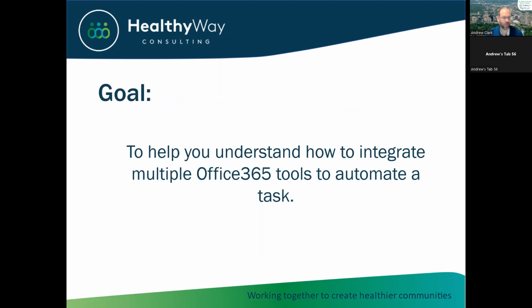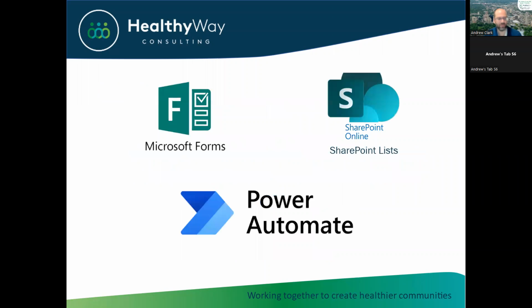The goal of this project is to help you understand how to integrate multiple Office 365 tools to automate a task. And I'll be showing you one example of how I use it to help interact with my clients to ensure that as issues come up, I'm able to address them in a timely fashion. And to do this, I'm going to walk through 3 different Office 365 tools that are available to you for free for any business license of Office 365. And that's Microsoft Forms, SharePoint Lists, and Power Automate.